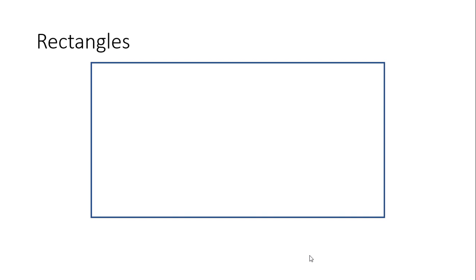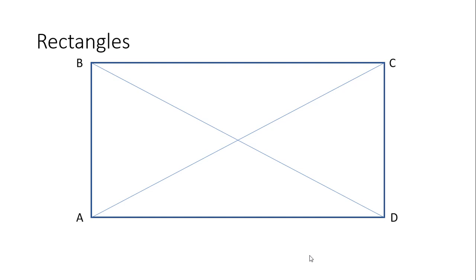Now, rectangles are basically just parallelograms with angles that are 90 degrees. One of the special properties of rectangles is that the diagonals are equal.